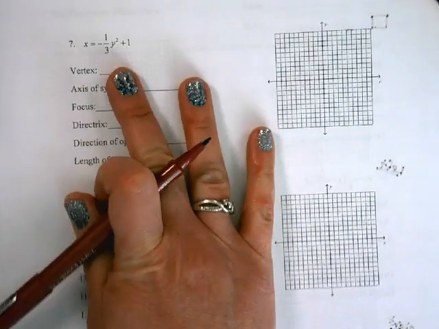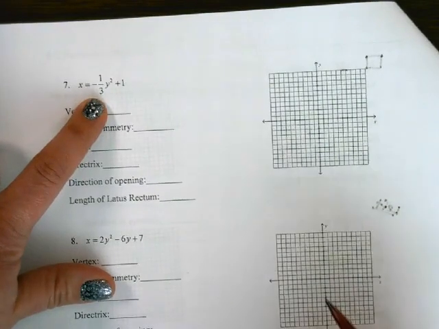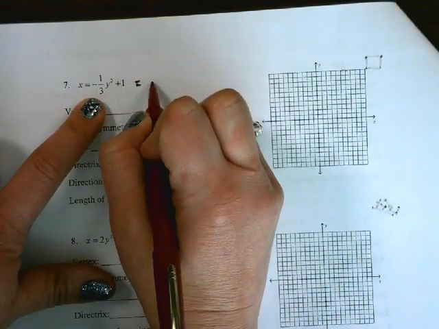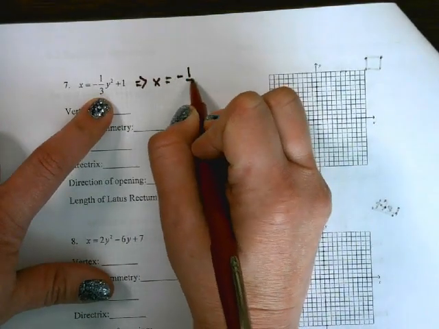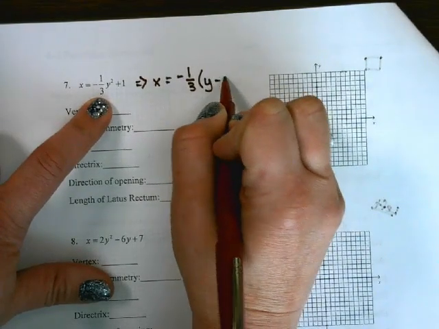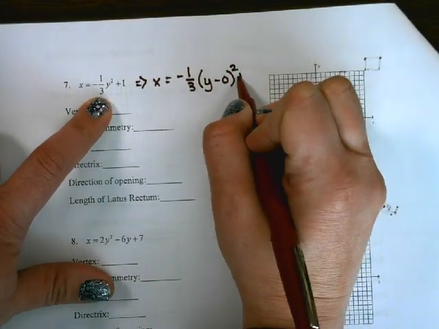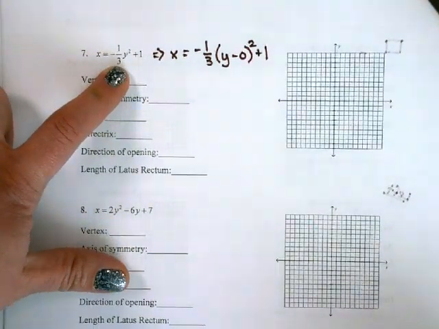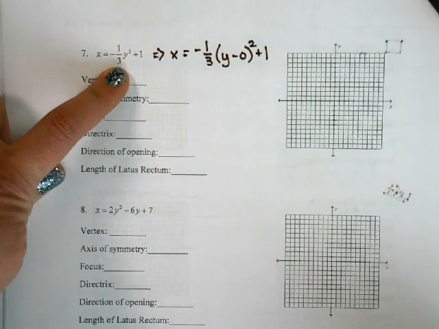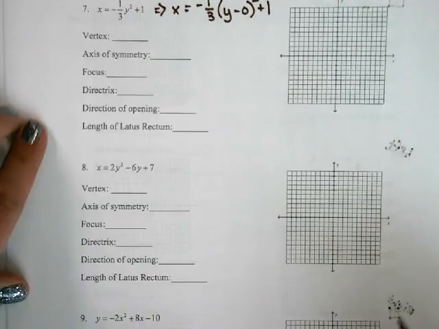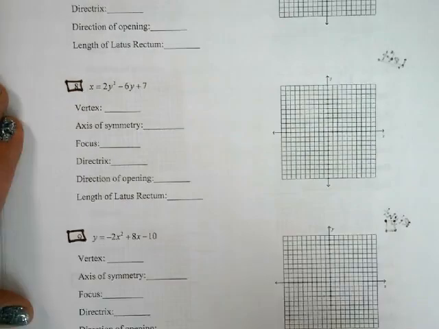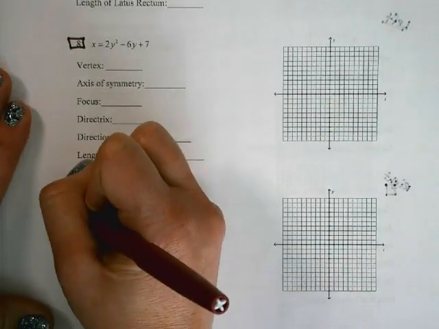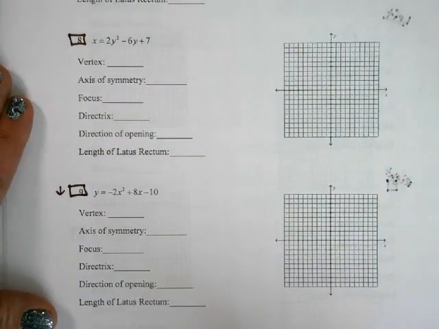Number 7. Let's rewrite number 7 so you can see him. He has no linear term, so I'm going to take that 1/3, turn him into my a value, and put a 0. So that guy, you don't have to complete the square. Number 8, you need to complete the square on. Number 9, you need to complete the square on. He also is, now you're back to opening up or down, so that guy opens down.